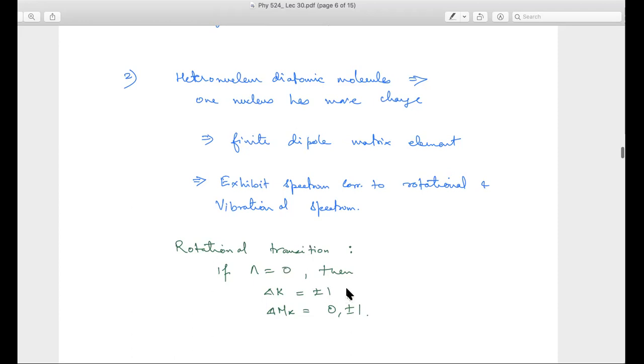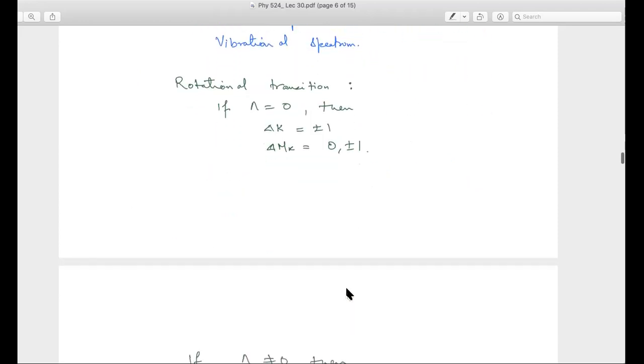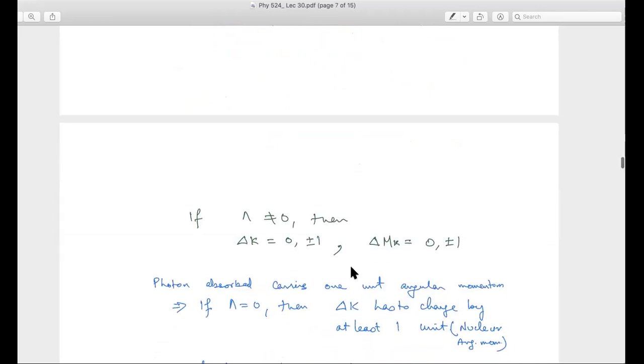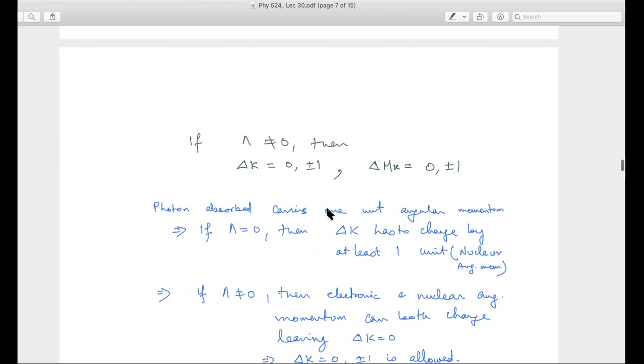So that is the angular momentum selection rule, let's say. And if lambda is not 0, then of course delta K equal to 0 is also allowed. That is because I can change the angular momentum of both the electrons and the nucleus such that the total delta K is 0, but I have still changed the angular momentum of the electronic states and so on. So if lambda is not 0, then I can have delta K equal to 0. Otherwise, no. And delta K is 0 or plus minus 1, delta Mk still will be 0 or plus minus 1, basically.